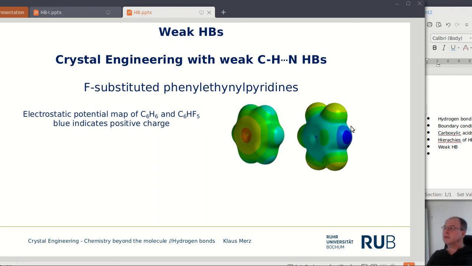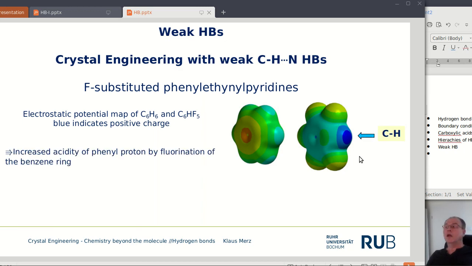You see this remaining hydrogen shows an increased positive charge in comparison to benzene. Yes, positive charge, a high acidity. And by involving fluorine substituents in this structure, you increase the acidity of the remaining hydrogen, and you can use exactly this hydrogen in crystal engineering.